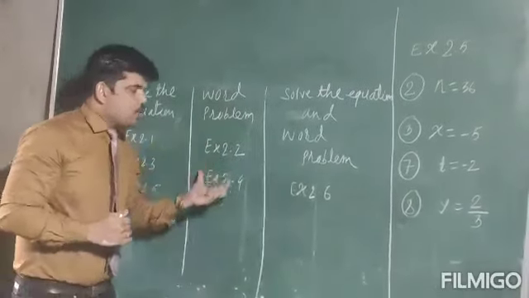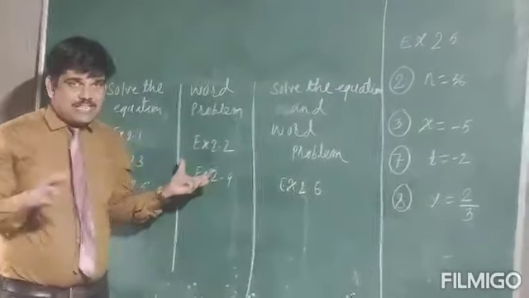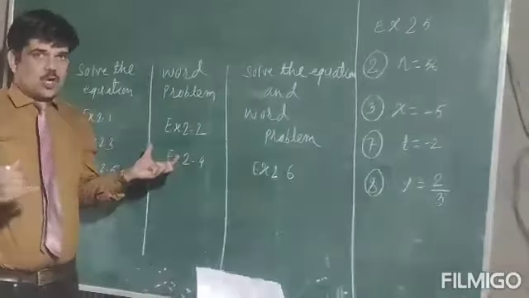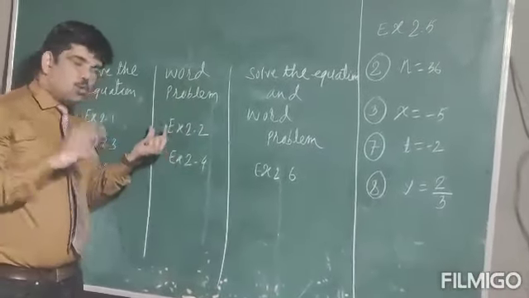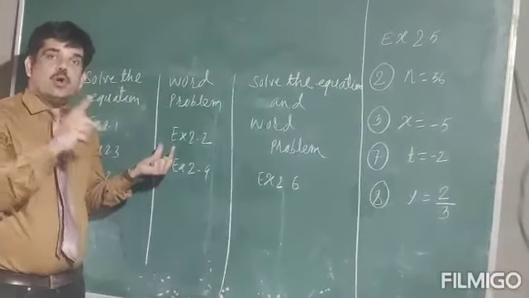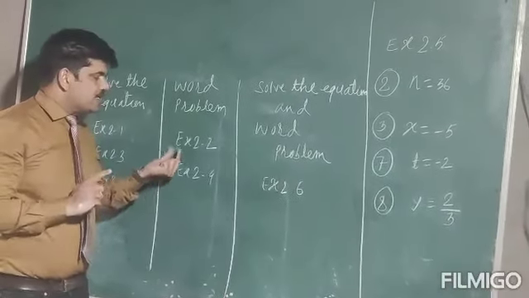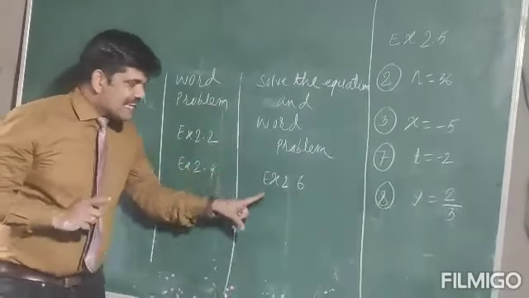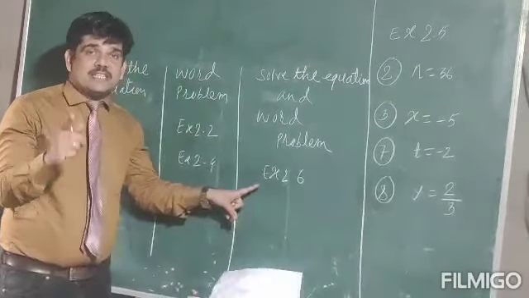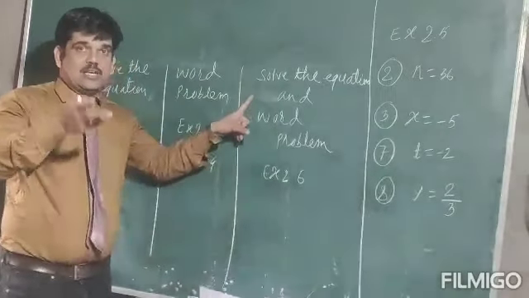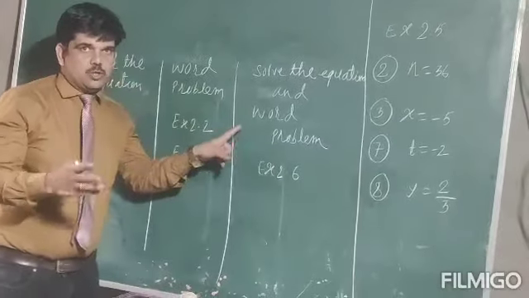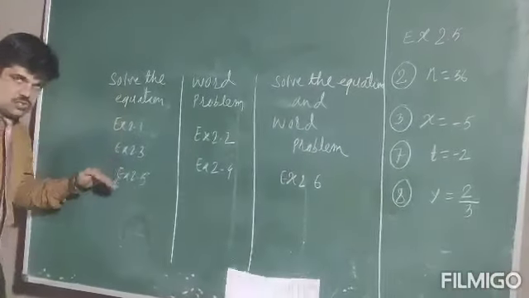The second part is word problems. Word problem statements are given. From the statement we have to make the equation and then solve it. So for word problems, there are two exercises fully on word problems, which are exercise 2.2 and 2.4. And the last exercise, exercise 2.6, has both things, solving the equation and word problems also. So we already completed these three.